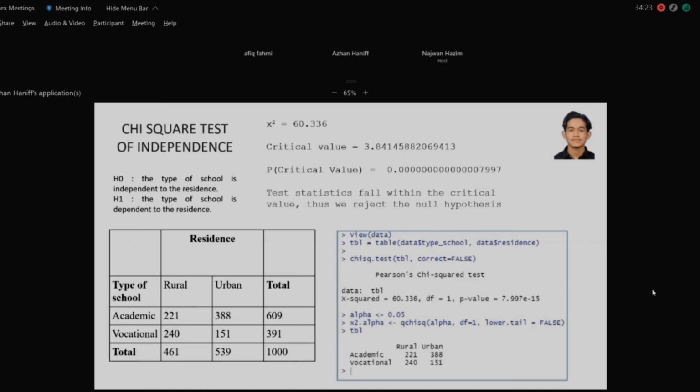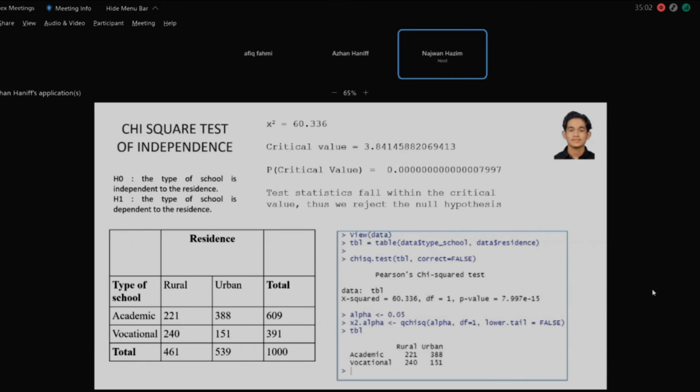Okay, next for the chi-square test of independence, we claim that the type of school is independent of the residence. When we use R Studio, we obtain that the test statistic is equal to 60.336, and the critical value is 3.84145882069413, and the p-value is equal to 7.997 times 10 to the power of negative 15.